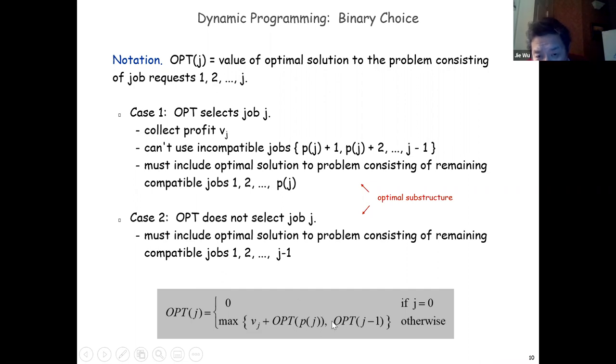So this is described here. The optimal solution is this one. Remember, this solution gives you a total weight. Then the second case is what happens if I include J? Don't forget, you need to collect the profit VJ. If you select J, then we cannot use any incompatible job: PJ plus 1, PJ plus 2, all the way to J minus 1.